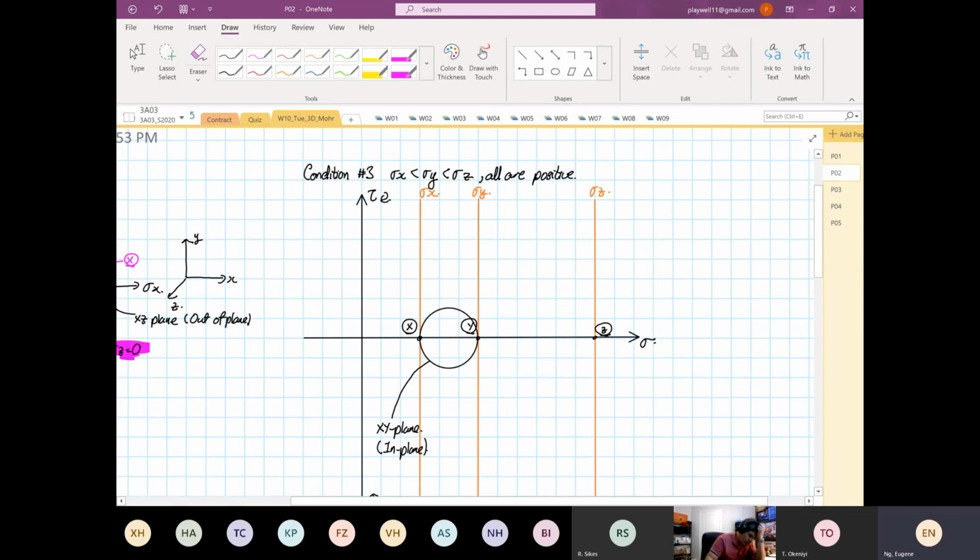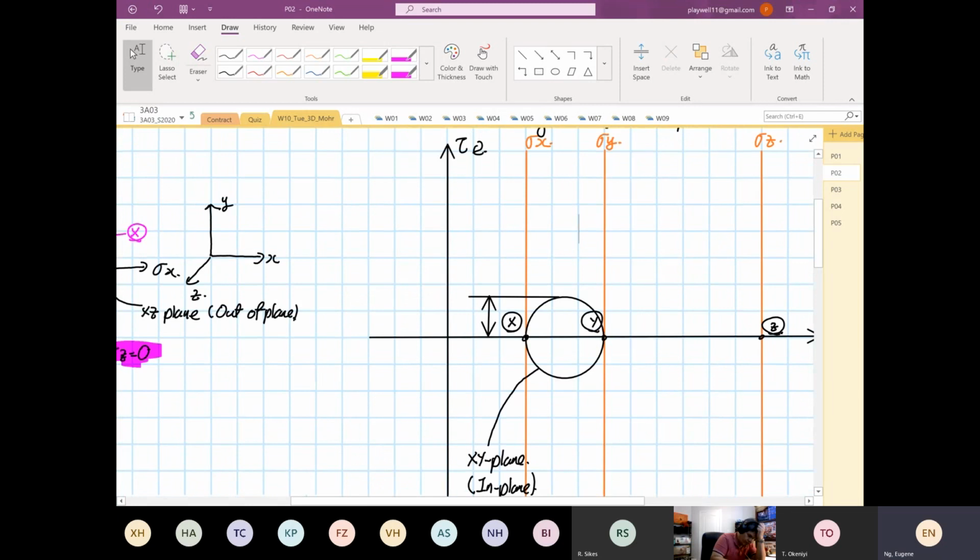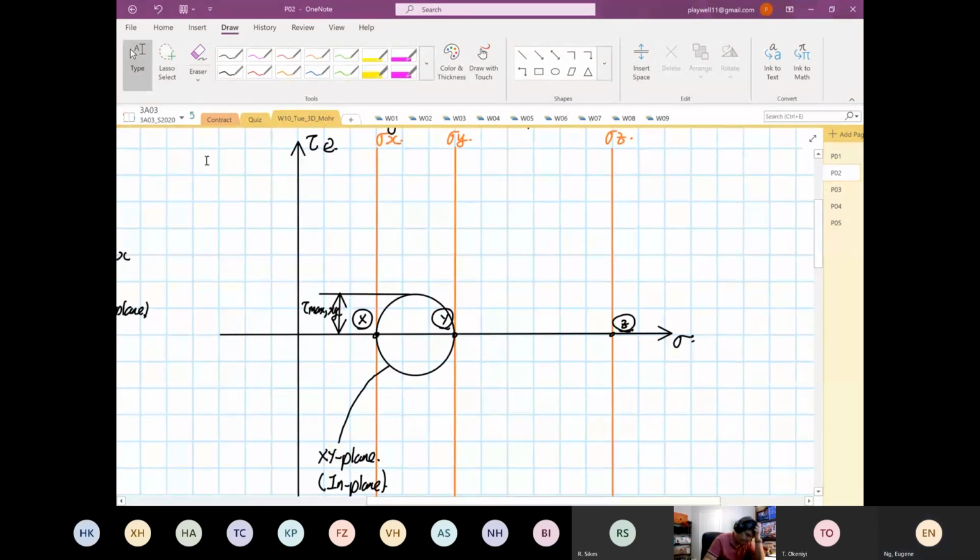Okay, so if we look at tau max, so now our maximum is not in plane. Okay, so this will be your tau max XY. Okay, and then the next one, the other circle. So over here, this is your YZ plane, and this is your out of plane.